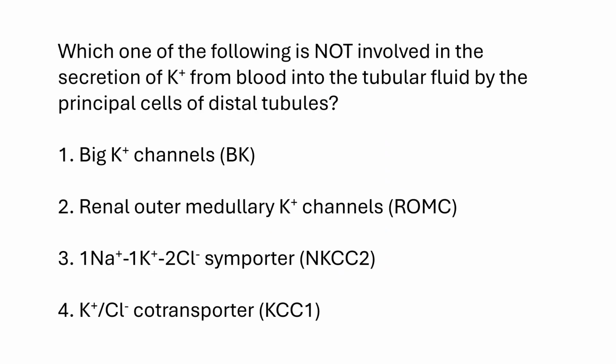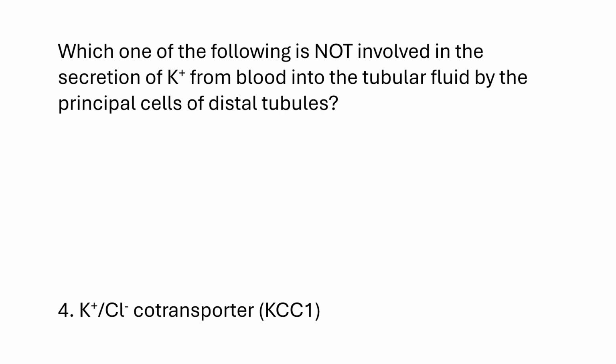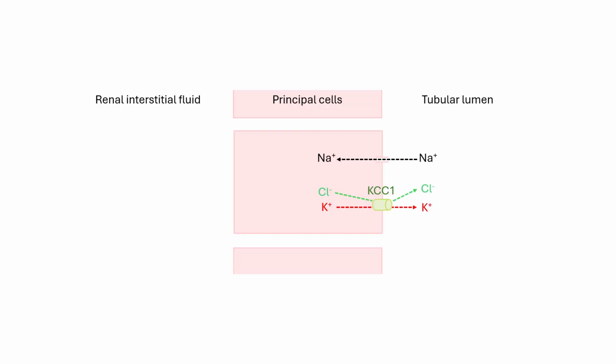Let's move on to the next option, that is potassium chloride cotransporter or KCC1. Again, this is an incorrect choice because KCC1 is involved in this process. This electroneutral cotransporter is functionally present within the distal tubule cells to assist with potassium excretion and manage internal chloride concentrations, ensuring ionic balance is preserved during high transport workloads.